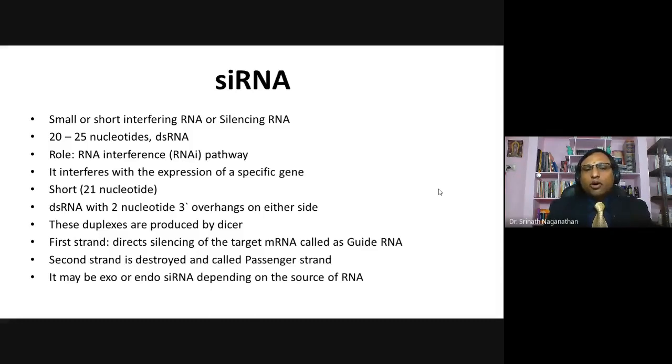What happens is they form short 21 nucleotide double-stranded RNAs with two nucleotide 3' overhangs on either side. These duplexes are produced by Dicer, and the first strand, called the guide RNA, directs the silencing of the target mRNA, and the second strand, the passenger strand, is destroyed. It may be exo- or endo-siRNA depending on the source of the RNA. So basically, if I want to create a gene therapy for any particular disease, this is a basic method in which the siRNA plays a very vital role.